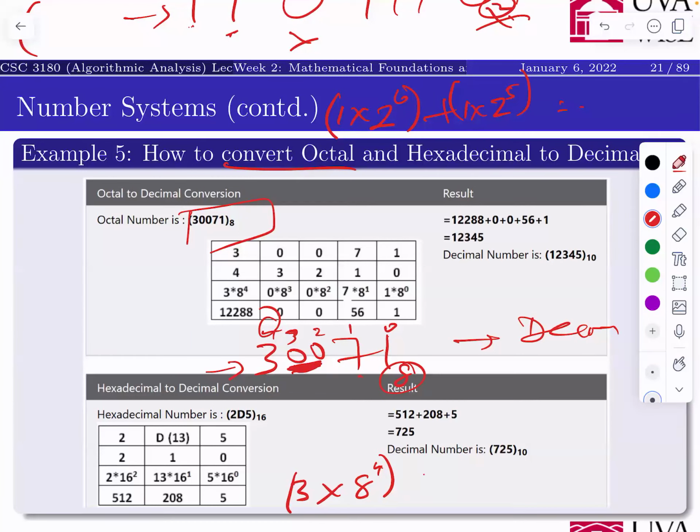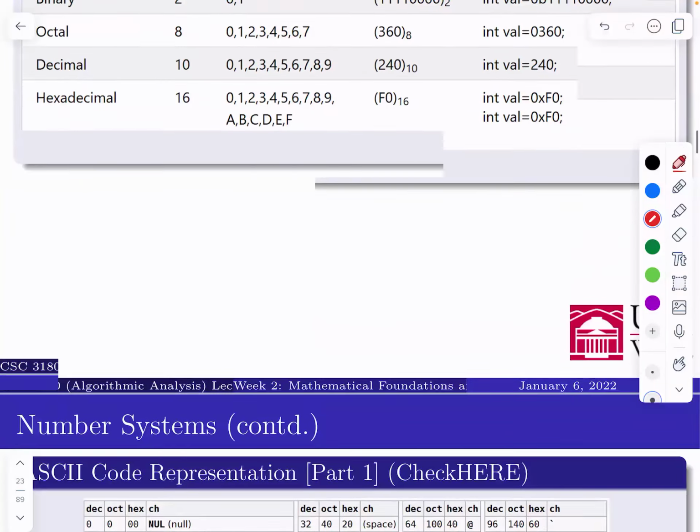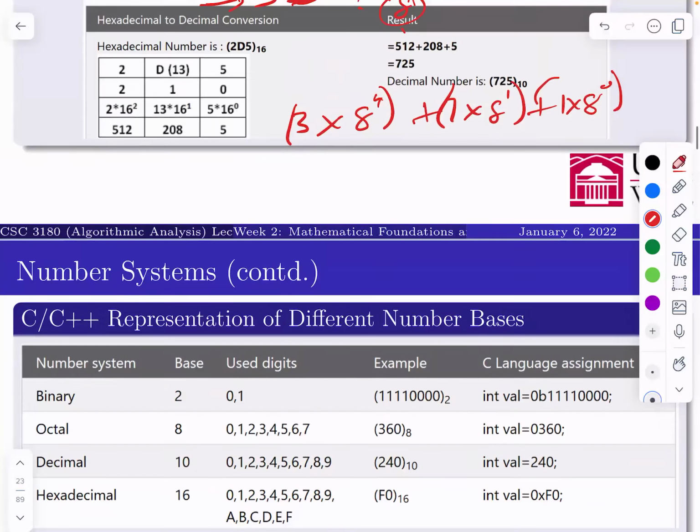And I will put 7 plus 7 times 8 raised to the power 1. See, each of them times the base raised to the power, plus 1 times 8 raised to the power 0. That is exactly what is here, and you will get what? You will get back 12345. Okay, so that is very interesting.